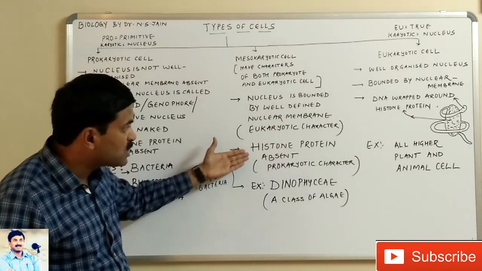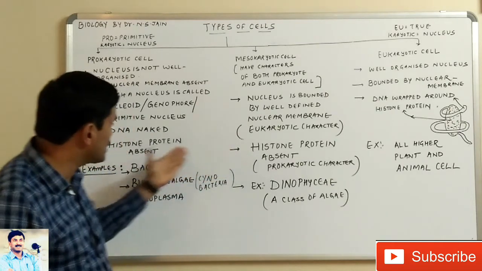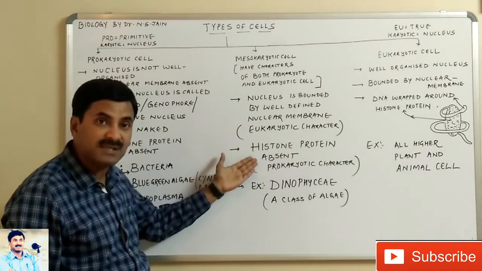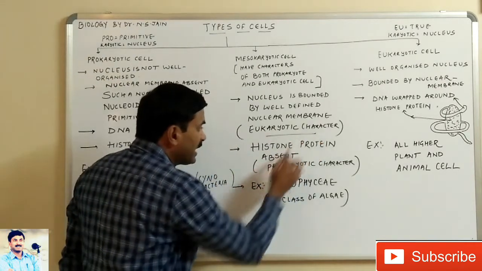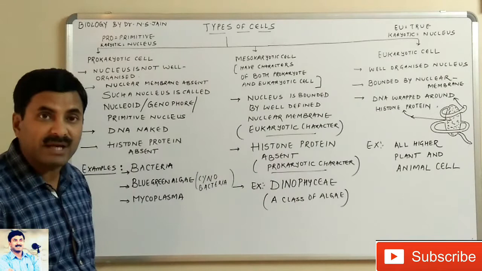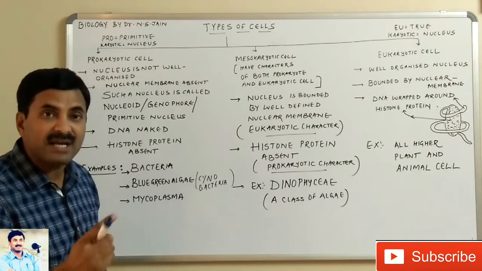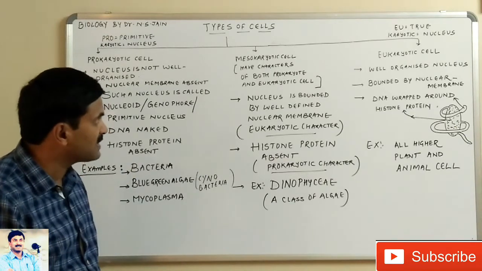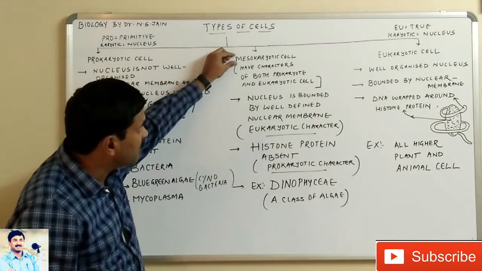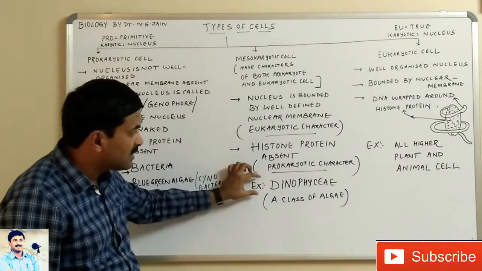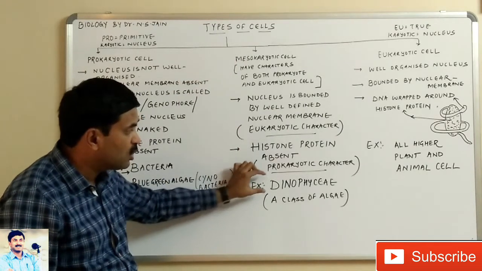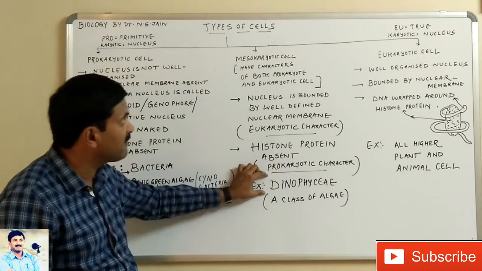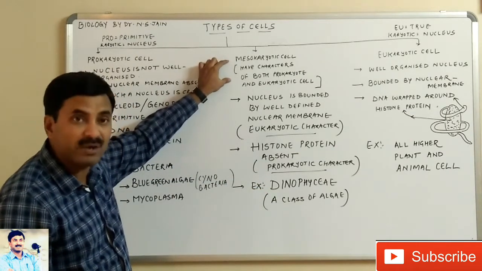The second is that the histone protein is absent. We have discussed just now that histone proteins were absent in the prokaryotic cell. So they have a eukaryotic character and they also have a prokaryotic character, meaning altogether they have some characters of the eukaryotic cell and some characters of the prokaryotic cell. Now the best example of the mesokaryotic cell is the class of algae known as the Dinophyceae. Dinophyceae members have mesokaryotic cell organization.